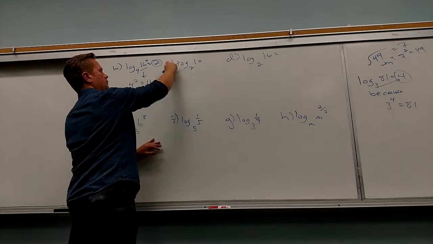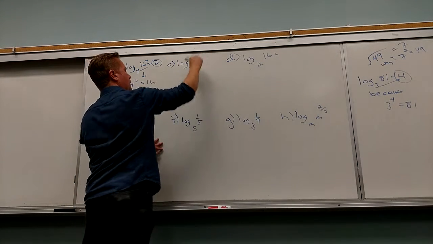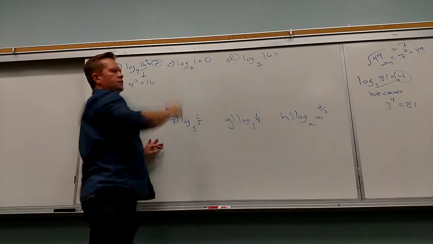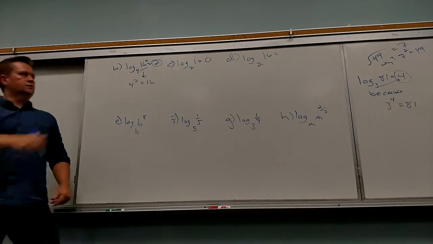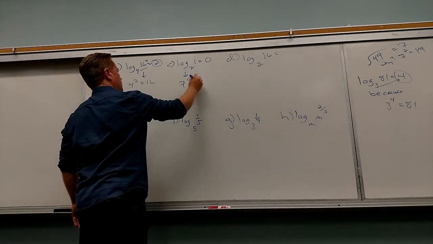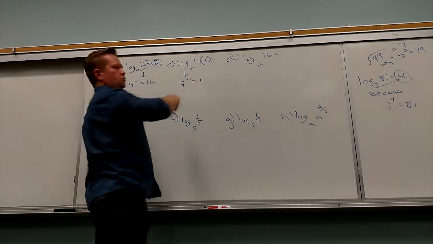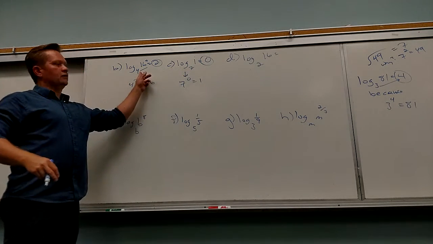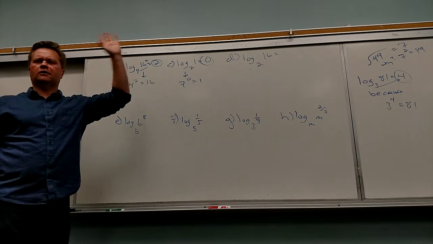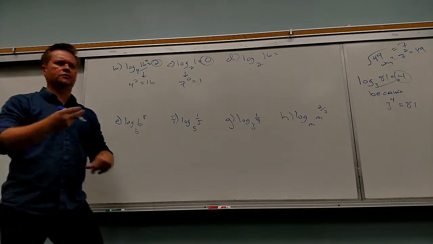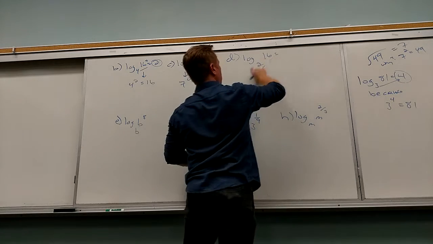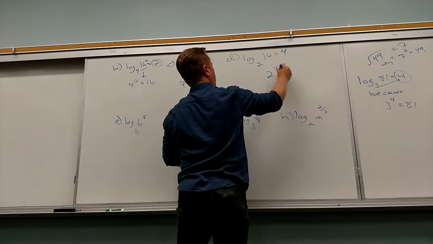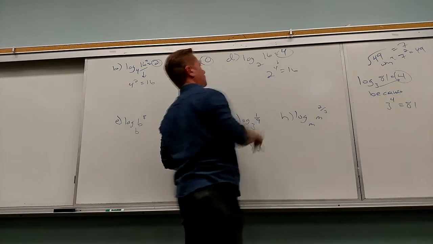What about this guy? Yeah, anything to the 0 power is 1. Right, so you can say the reason is that 7 to the 0 is 1. And then that guy is kind of related to this guy. 2 is really kind of nifty because you see a lot of symmetries with 2. What's the answer here? 4, because 2 to the 4th is 16.